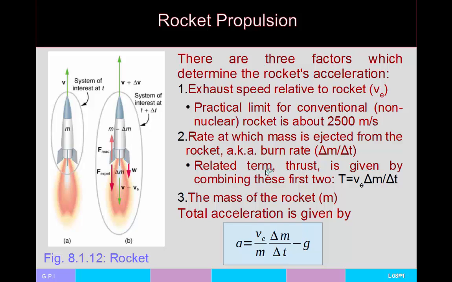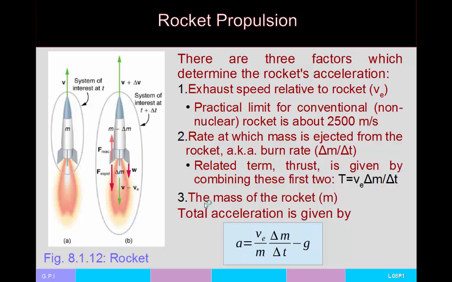Second is the rate at which mass is being ejected from the rocket. Sometimes this is called the burn rate. It's basically delta M over delta T. And that's related to a thing that's called thrust. And thrust basically combines this factor and this factor. So thrust is this exhaust speed relative to the rocket times this burn rate.